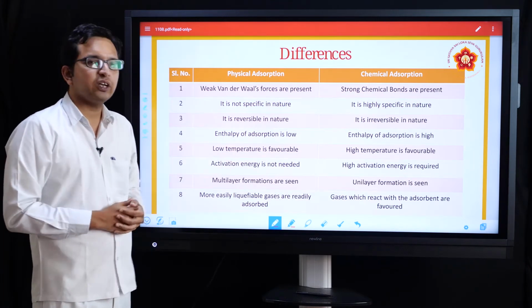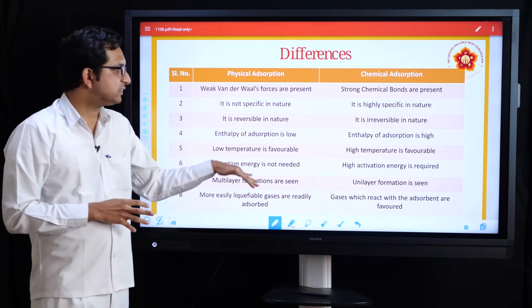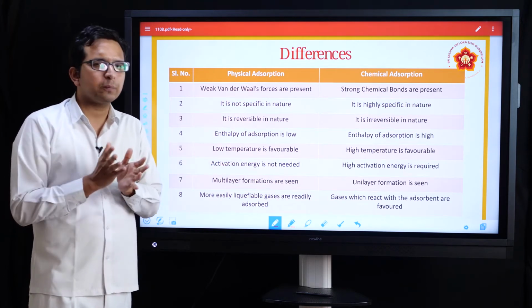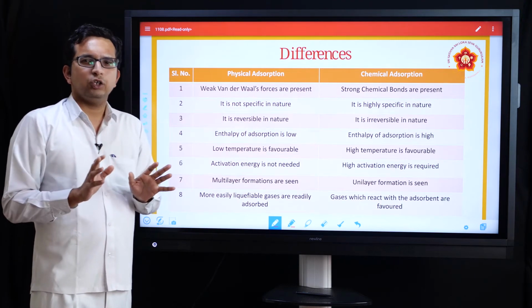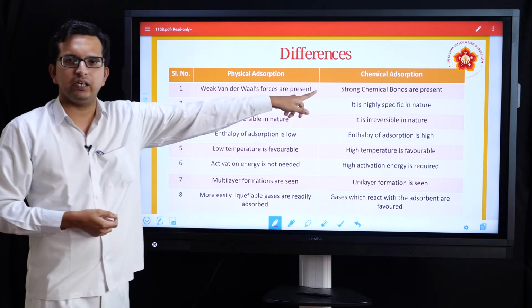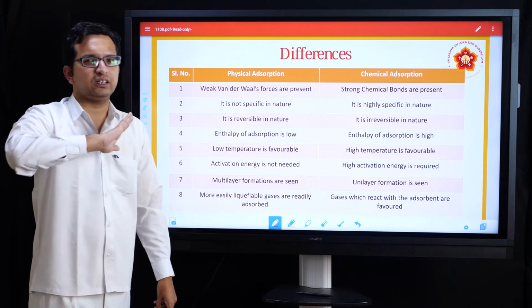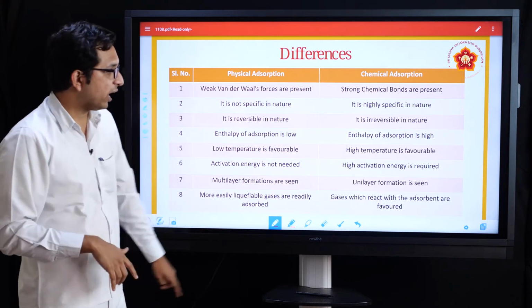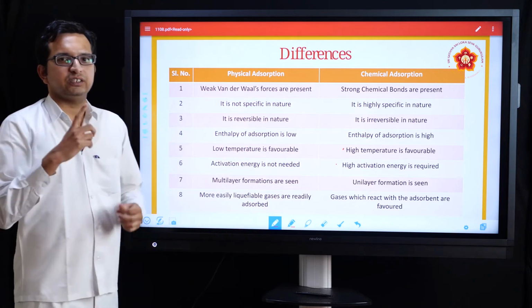What about the other four differences? Low temperature is favorable. Once again, take it back to the first point there. Why is low temperature favorable? Strong forces are not present there, so you don't need a very high temperature to generate the reaction, but there you definitely need. Since strong bonds are present, if you put in little temperature, nothing will work out for you. Therefore, high temperatures are required, and then activation energy is also high.